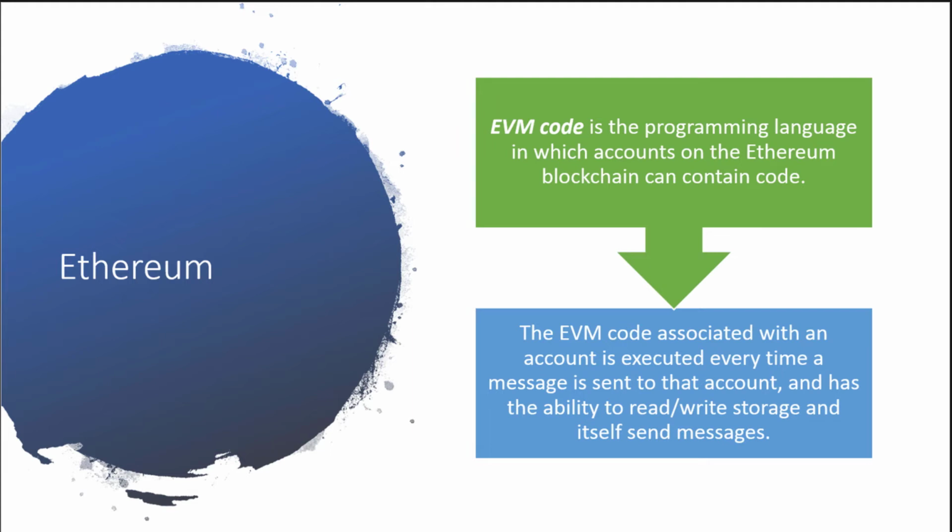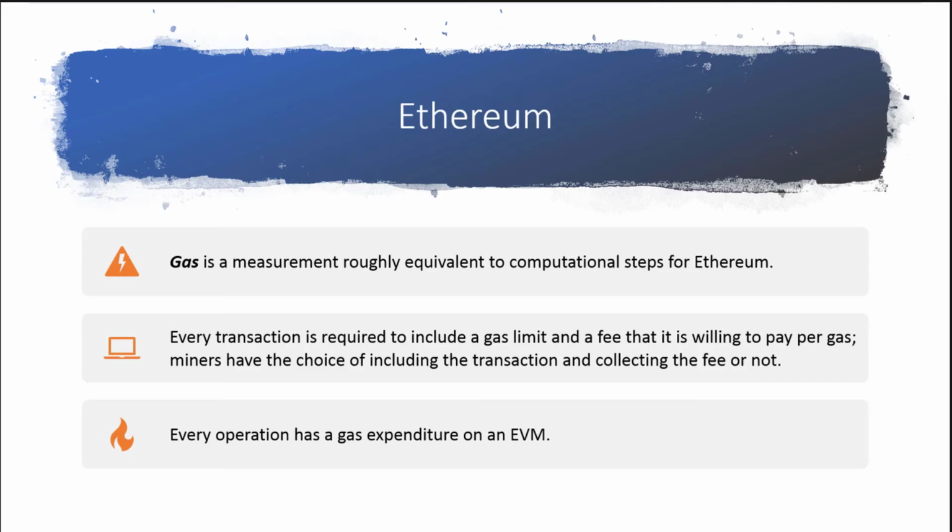There's of course some processes that happen to utilize that platform. Now, again, that code is running on the EVM node. Now, Ethereum uses what's called gas. This is a measurement that's roughly equivalent to the computational steps for Ethereum. Basically, it's an estimate of how much work that EVM has to do.